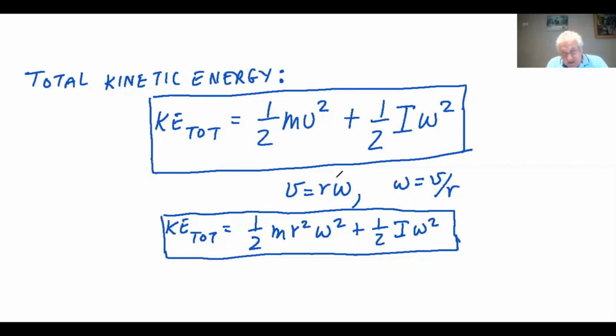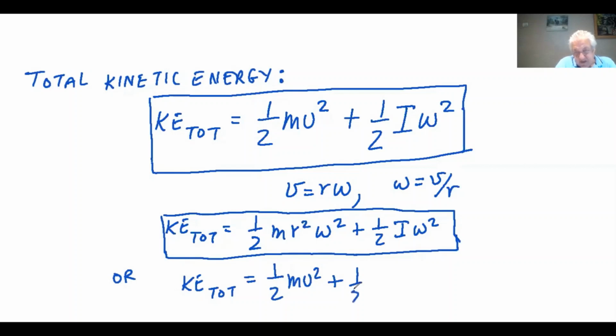It's convenient to get each term in terms of the same quantity, either the linear velocity or the angular velocity. So that's one form, or I can substitute omega equals v over r. Which one you substitute depends on what the question wants you to find. So I can also write it like this. So this is v squared over r squared.